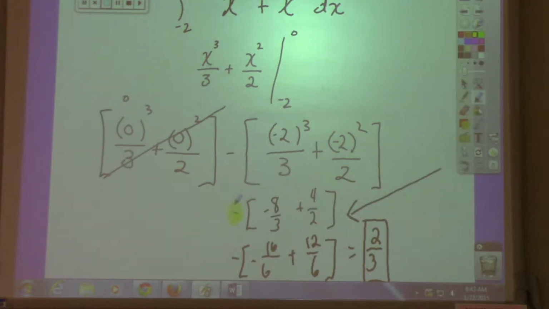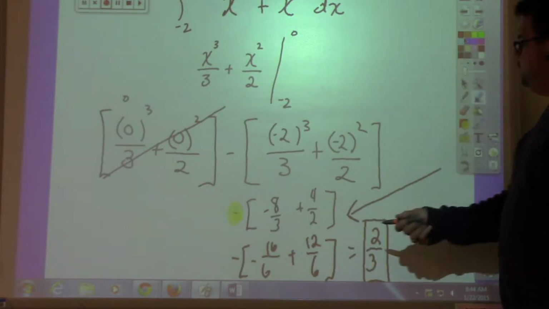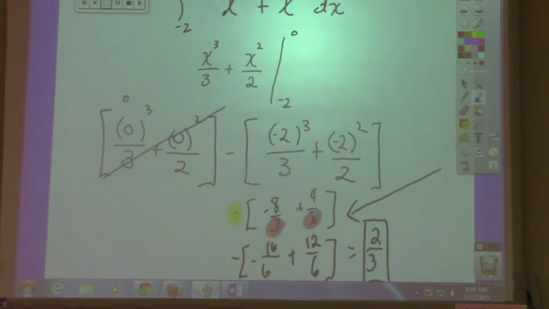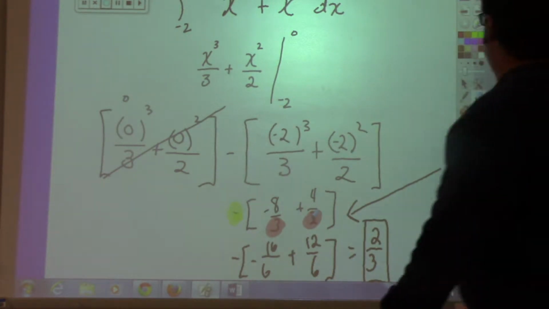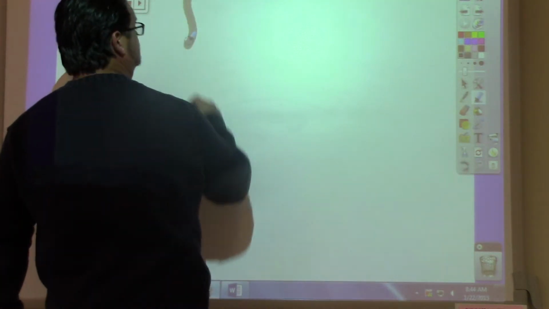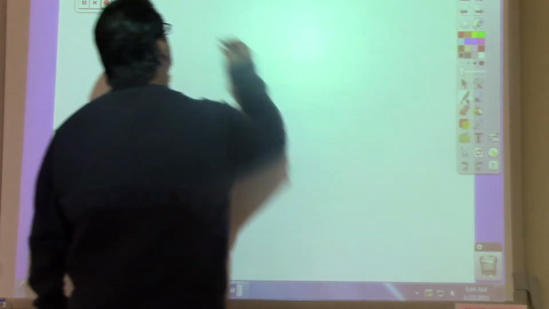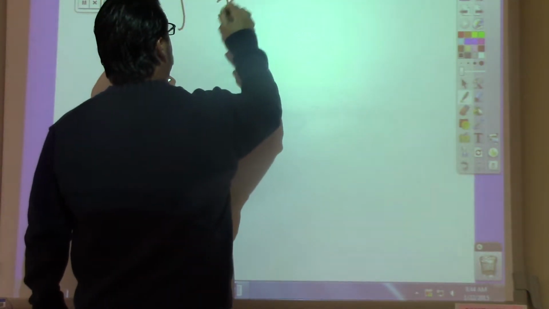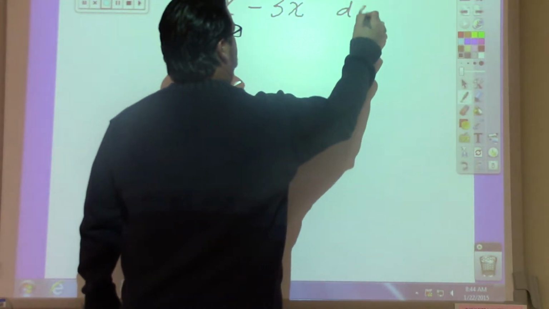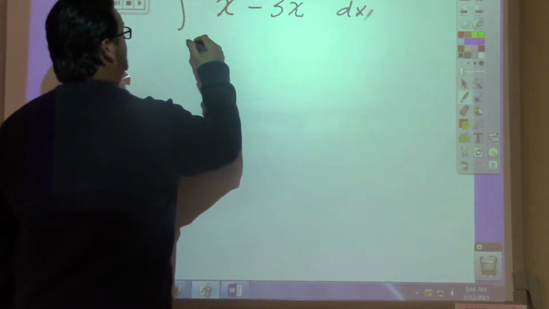And what's the other common thing that everybody has problems with? The denominators. Common denominators. Okay? And that's the other thing people have problems with. All right? So what's the next one? The antiderivative of what? X cubed minus 3x squared dx, and from where to where? 0 to 1.